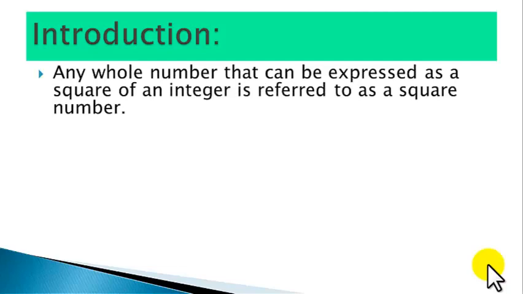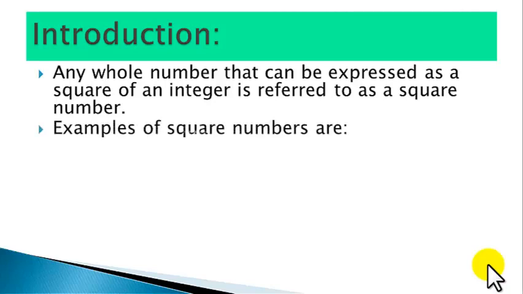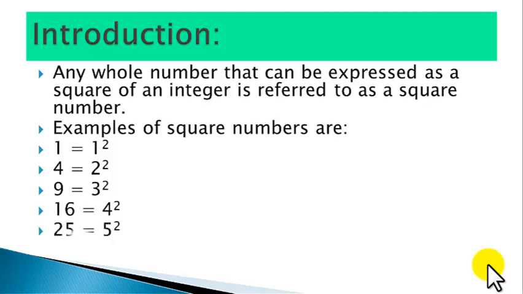Any whole number that can be expressed as a square of an integer is referred to as a square number. Examples of square numbers are 1 equals 1 squared, 4 equals 2 squared, 9 equals 3 squared, 16 equals 4 squared, 25 equals 5 squared, and so on.